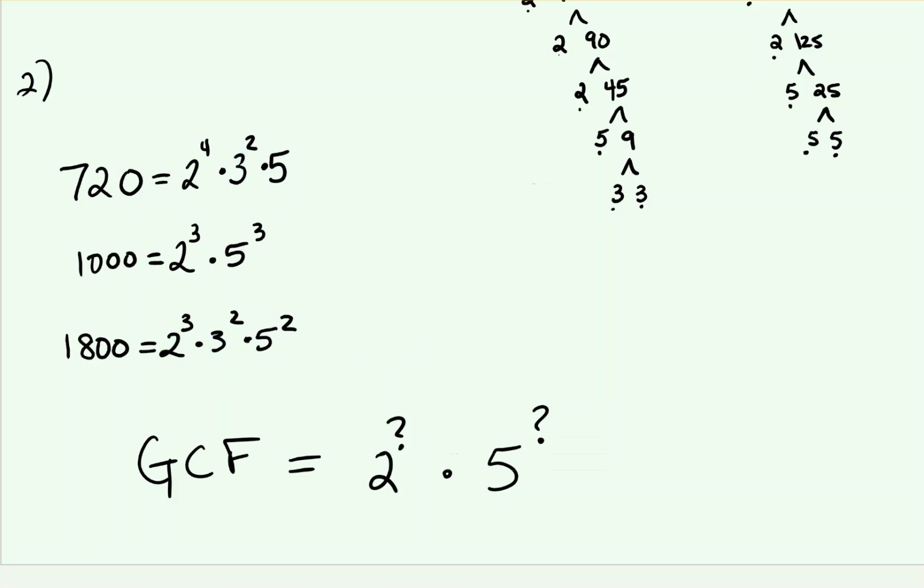So looking at all of the 2's that are in the prime factorization, we see that we've got an exponent 4, 3, and 3. The smallest of these is 3, so 2 will be cubed. Next we look at the 5.